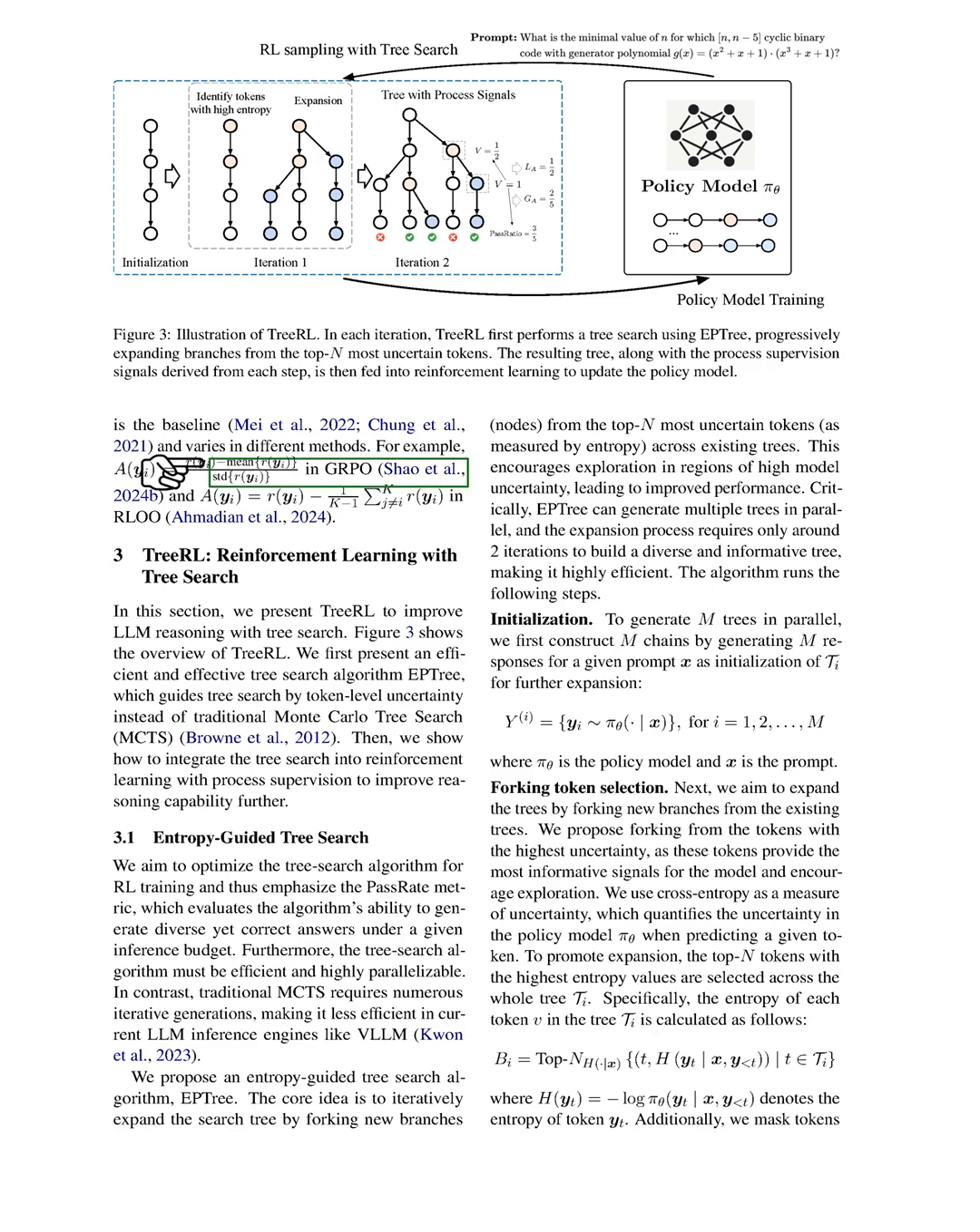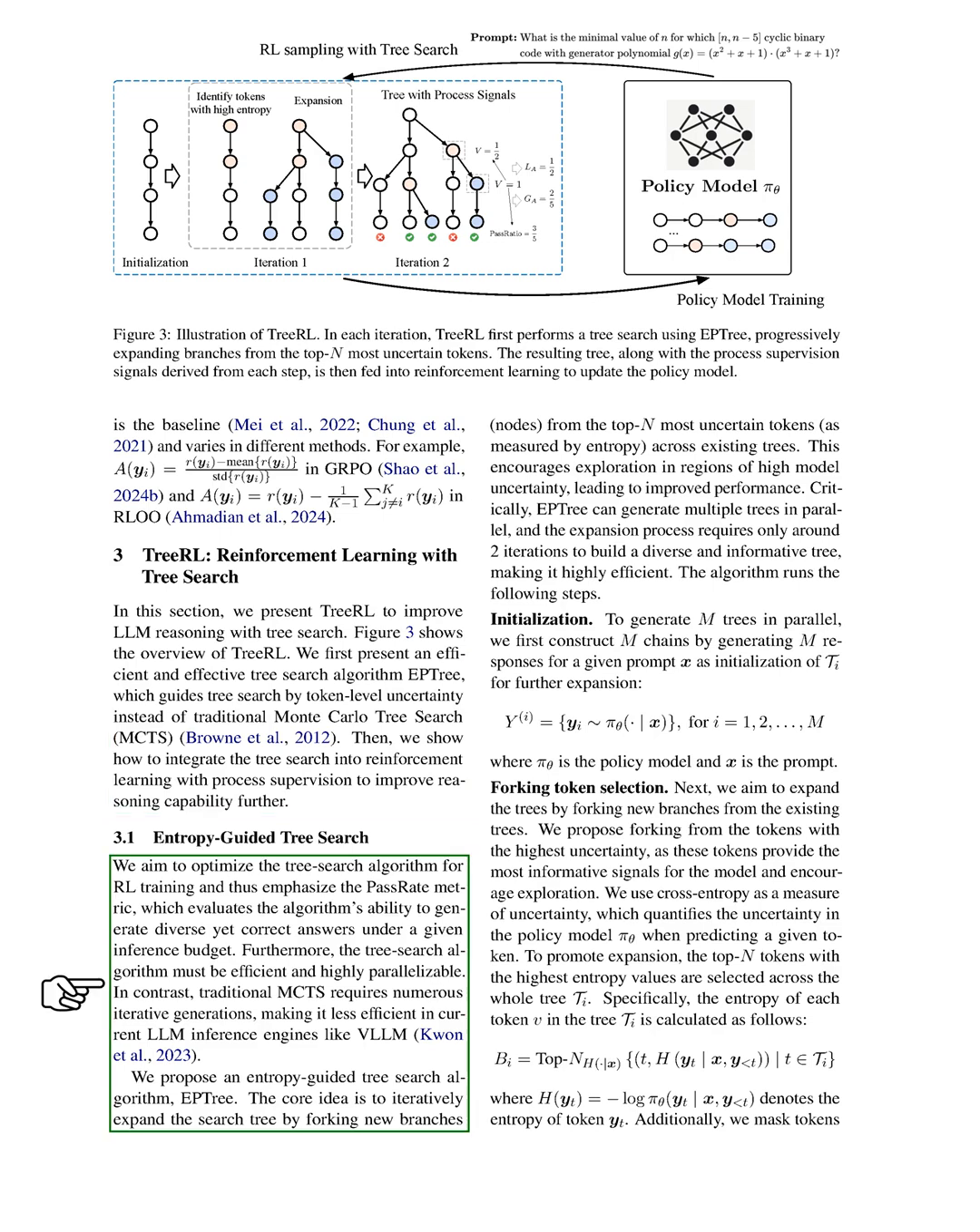Section: TreeRL, Reinforcement Learning with Tree Search. In this section, we introduce TreeRL, which enhances the reasoning capabilities of large language models, LLMs, through tree search. We begin with an efficient tree search algorithm called EP-tree, which uses token-level uncertainty instead of the traditional Monte Carlo tree search, MCTS. We then explain how we can integrate this tree search into reinforcement learning with process supervision to further boost reasoning abilities.